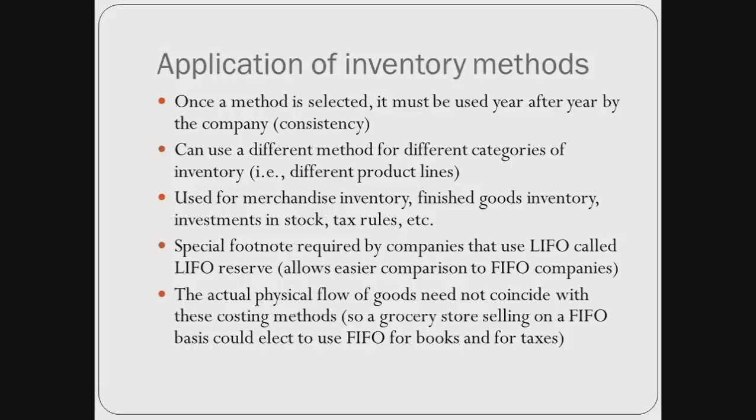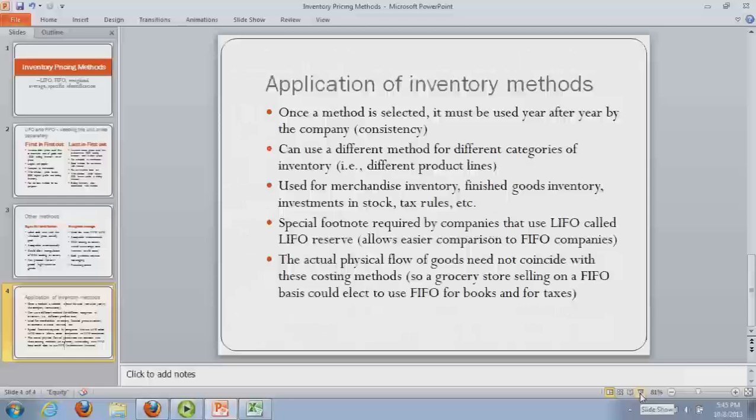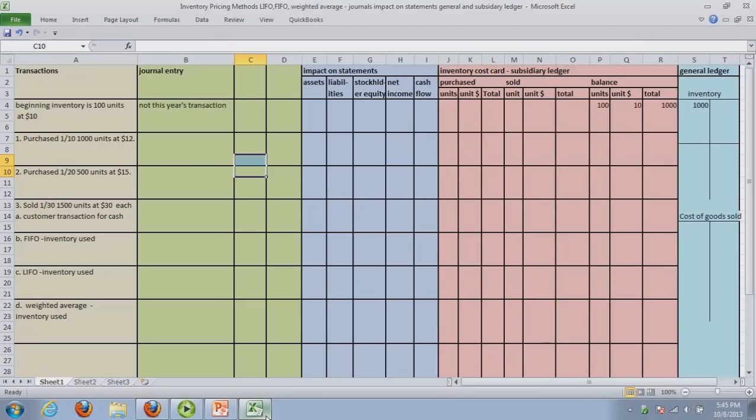So next we're going to go ahead and take a look at the problem that we have to work out. And we're just going to do a few transactions. So we have a beginning balance in inventory of 100 units at $10. We don't have to journalize that. That's been done before. You can see the subsidiary cost card. We have the 100 units at 10. The general ledger, of course, would also show the beginning balance.